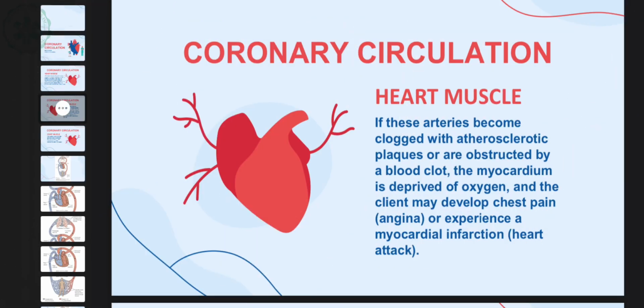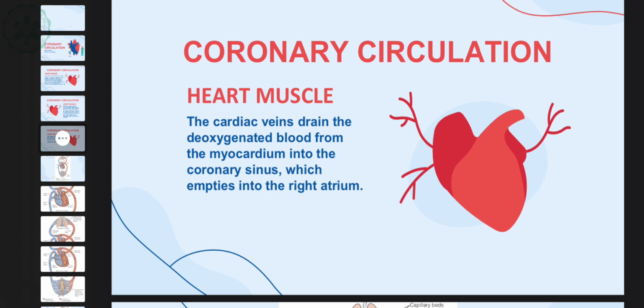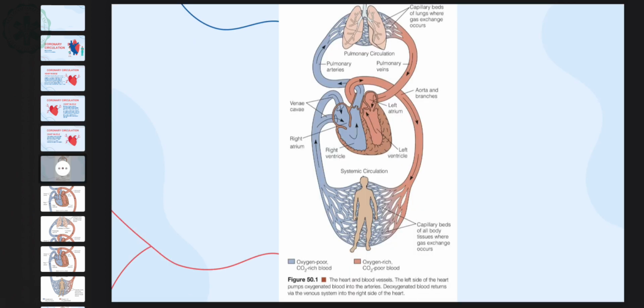And if these arteries become clogged with atherosclerotic plaques or obstructed by a blood clot, the myocardium is deprived of oxygen, and the patient may develop chest pain or angina, or worse, it can develop myocardial infarction or heart attack. Here we have cardiac veins draining the deoxygenated blood from the myocardium into the coronary sinus, which empties into the right atrium.